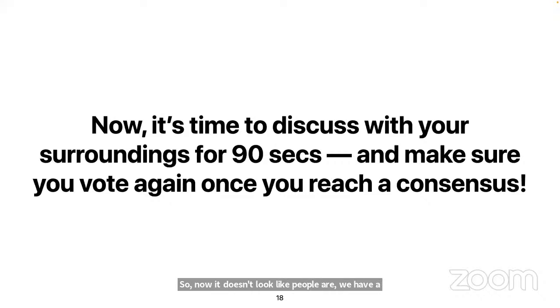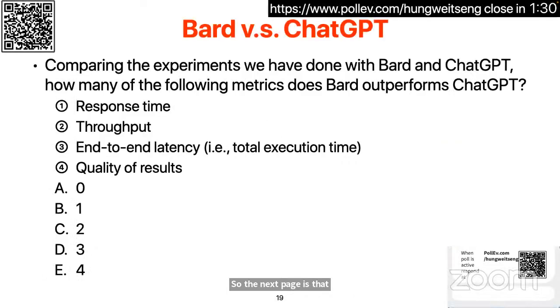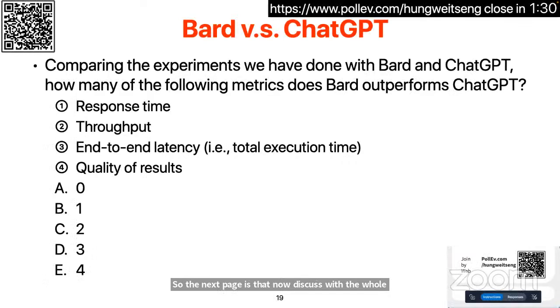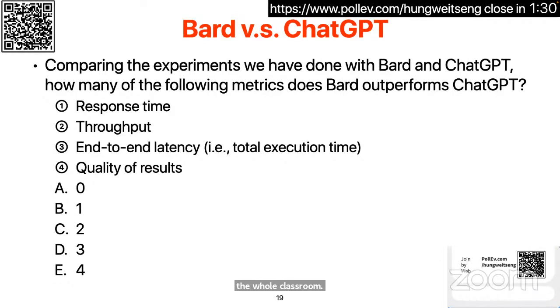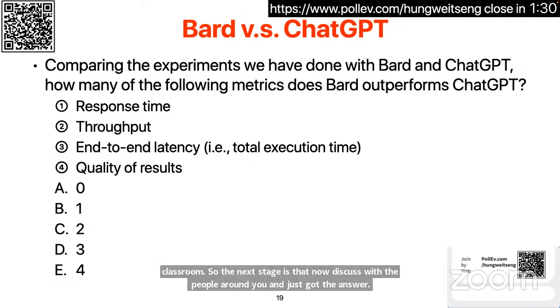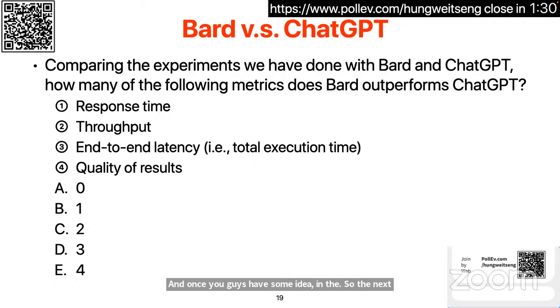So the next stage is that now you grab people around you and discuss the answer. And once you have some idea, then vote again so that we know that we are getting there. Go, discuss.